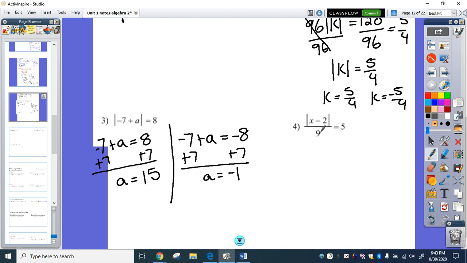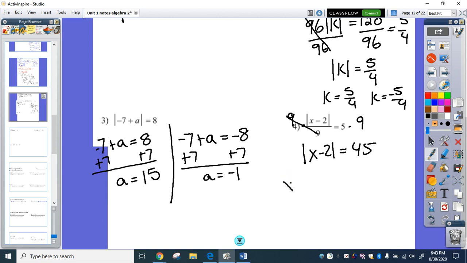Now, in a problem like number 4, the absolute value is not by itself. It's being divided by 9. So the first thing we need to do on both sides is to get rid of the divided by 9. Well, how do you undo division? You multiply. So we multiply both sides by 9. So then we get the absolute value of x minus 2, 5 times 9 is 45. The absolute value is now isolated.